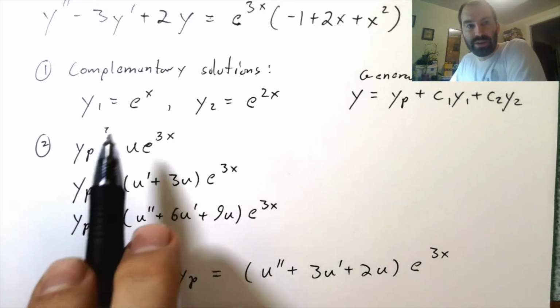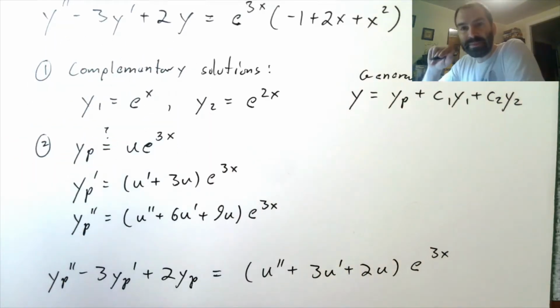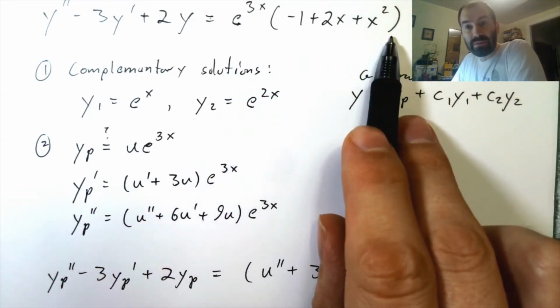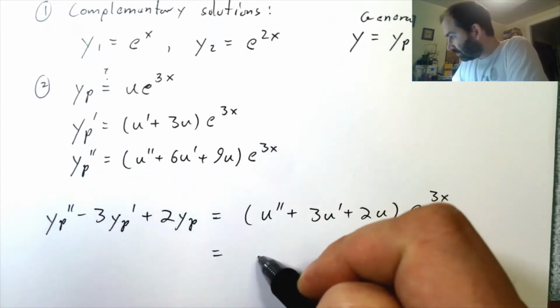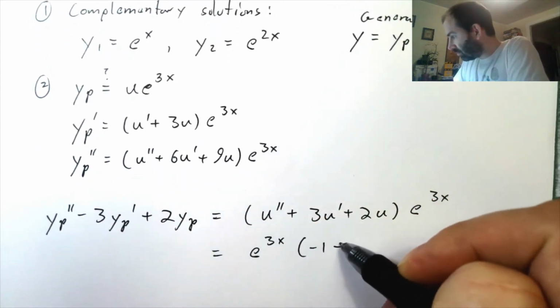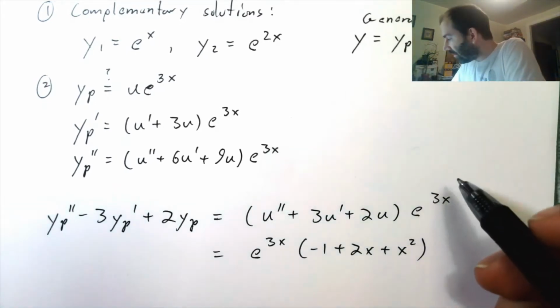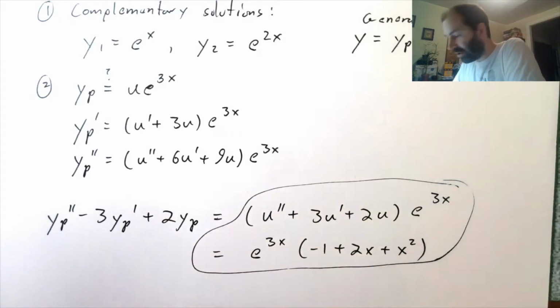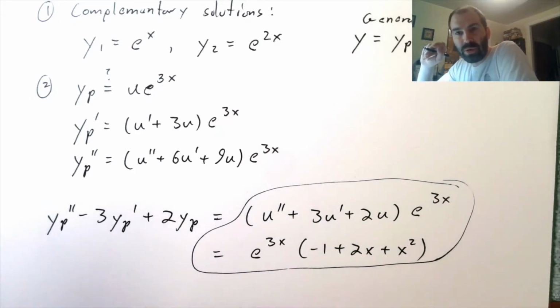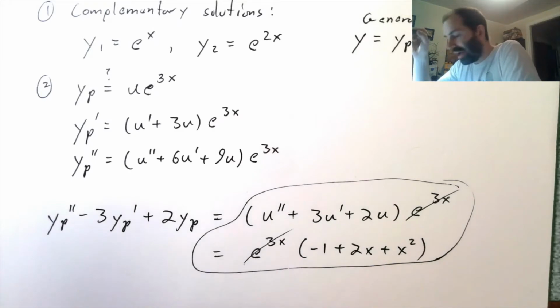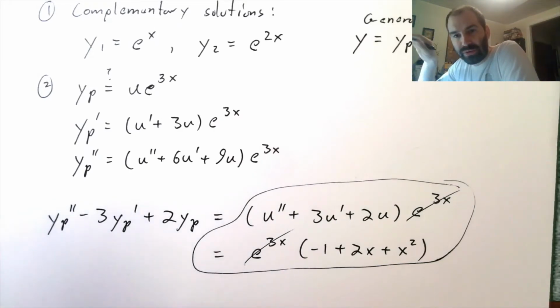When you plug that stuff in and write it out in terms of u, you get this. Great. But we also know that this thing has to equal what's on the right-hand side. So let me write that down. So now I have an equation here. These two things have to be equal. Let's see if we can solve this for u. Well, first thing I can do is divide both sides by e to the 3x. That's a non-zero quantity, so divide through by it.